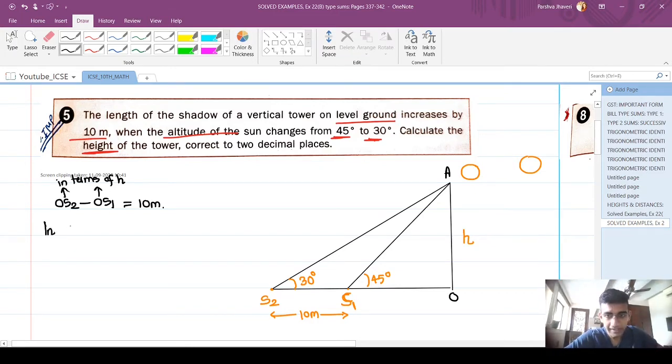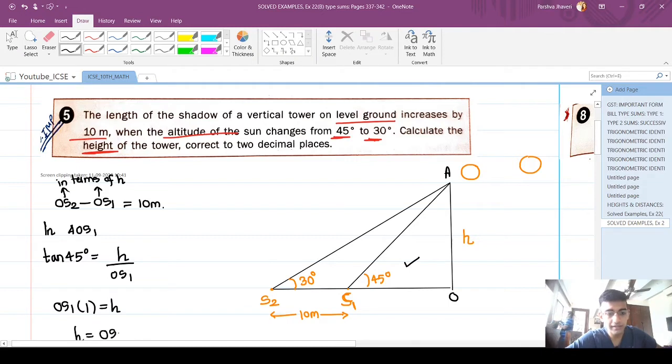So firstly, in triangle AOS1, tan 45 is nothing but opposite upon adjacent. Opposite to 45 in this triangle is height. So h upon OS1. Tan 45 is nothing but 1. So OS1 into 1 gives you h. So h is equal to OS1. This is our first piece of data that we have got.